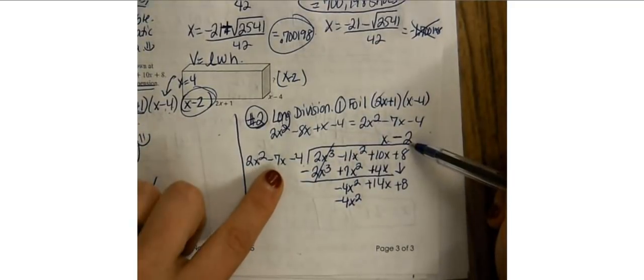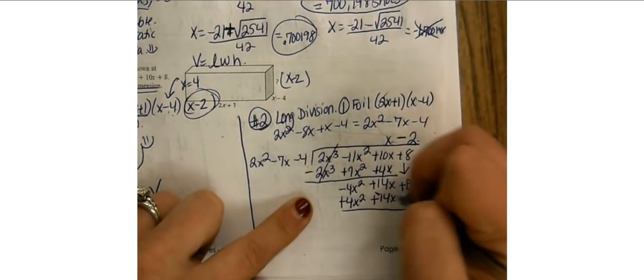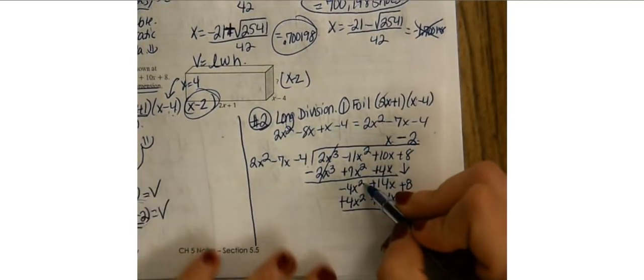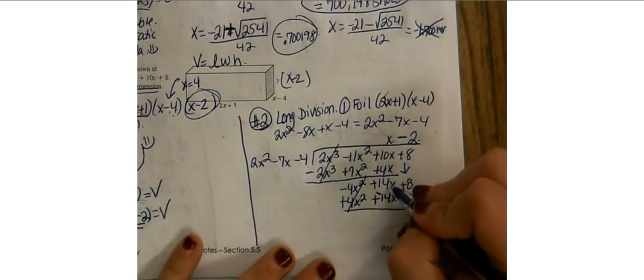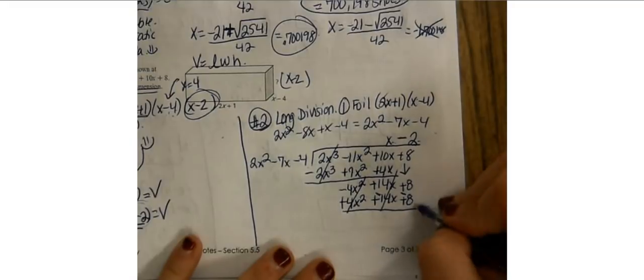So I'm going to multiply negative 2 times every single term on the outside. So negative 2 times 2x squared, that is minus 4x squared. Negative 2 times negative 7, that's plus 14x. Negative 2 times negative 4 is a positive 8. I'm going to change all of my signs to their opposite and combine going straight down. And I notice that my 4x squares cancel out. 14 minus 14 is 0, so they cancel out. And 8 minus 8, that's 0, so that cancels out, leaving me with the remainder of 0, which is awesome.